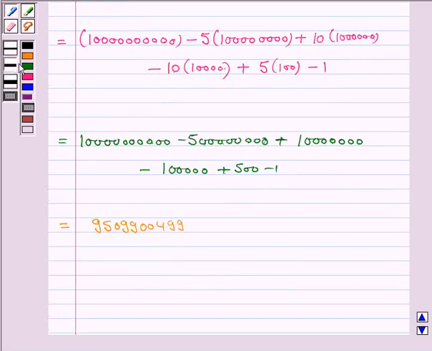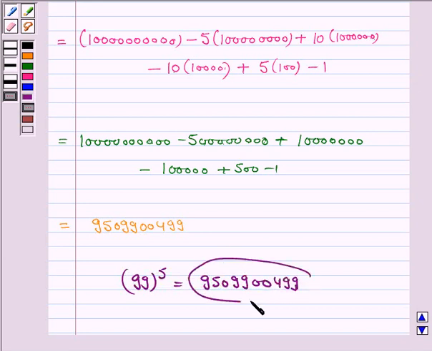9,509,900,499. Hence 99 to the power 5 is equal to 9,509,900,499.